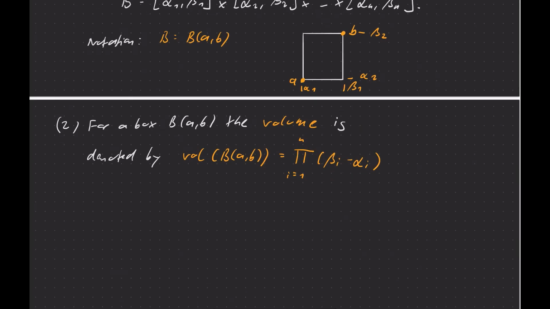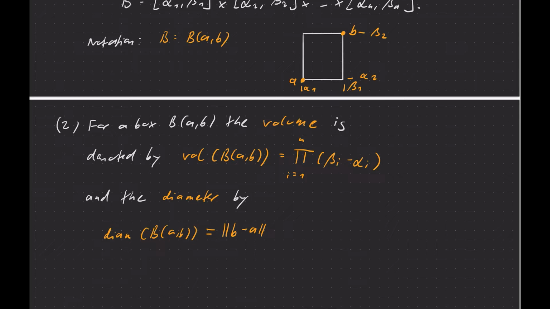And we also define what we call the diameter. The diameter will be denoted by diam of B, AB. And by that we'll measure the size of the box. So that's something like the length of an interval. We'll define this to be the norm of B minus A, right?